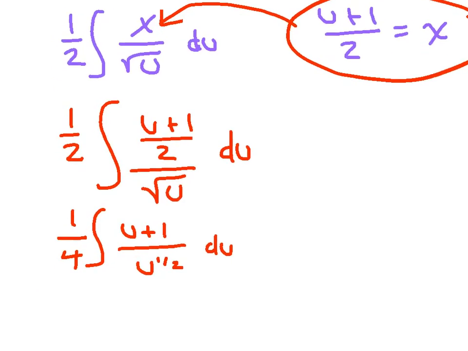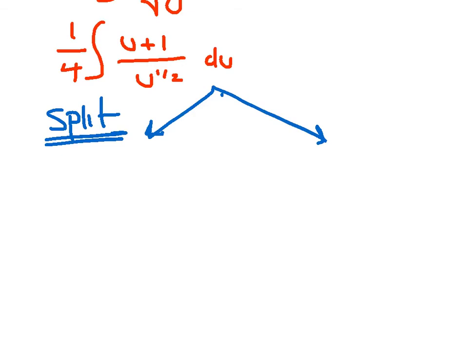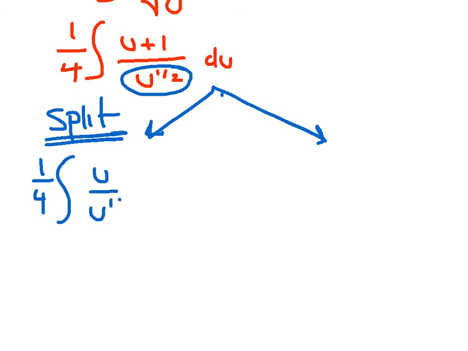So at this point, I would definitely say there's two different ways to go about it, and it depends what you're thinking. The first thing that came to my mind was make like a beaver and split. I'll show you both ways, and whatever came to your mind is probably the one I'd go with. I would rewrite it as 1/4, and I'm going to split. I'm going to divide each term by u to the 1/2, and I'll write it out in steps. u over u to the 1/2 plus 1 over u to the 1/2 du.